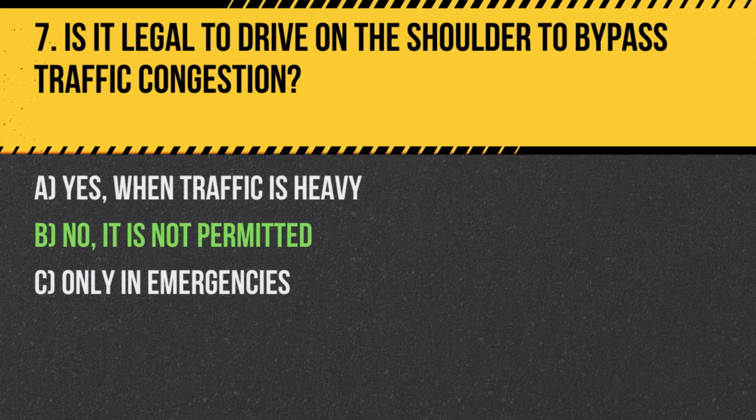Answer. B. No, it is not permitted. It is illegal to drive on the shoulder of the road to bypass traffic congestion, except in designated emergencies.